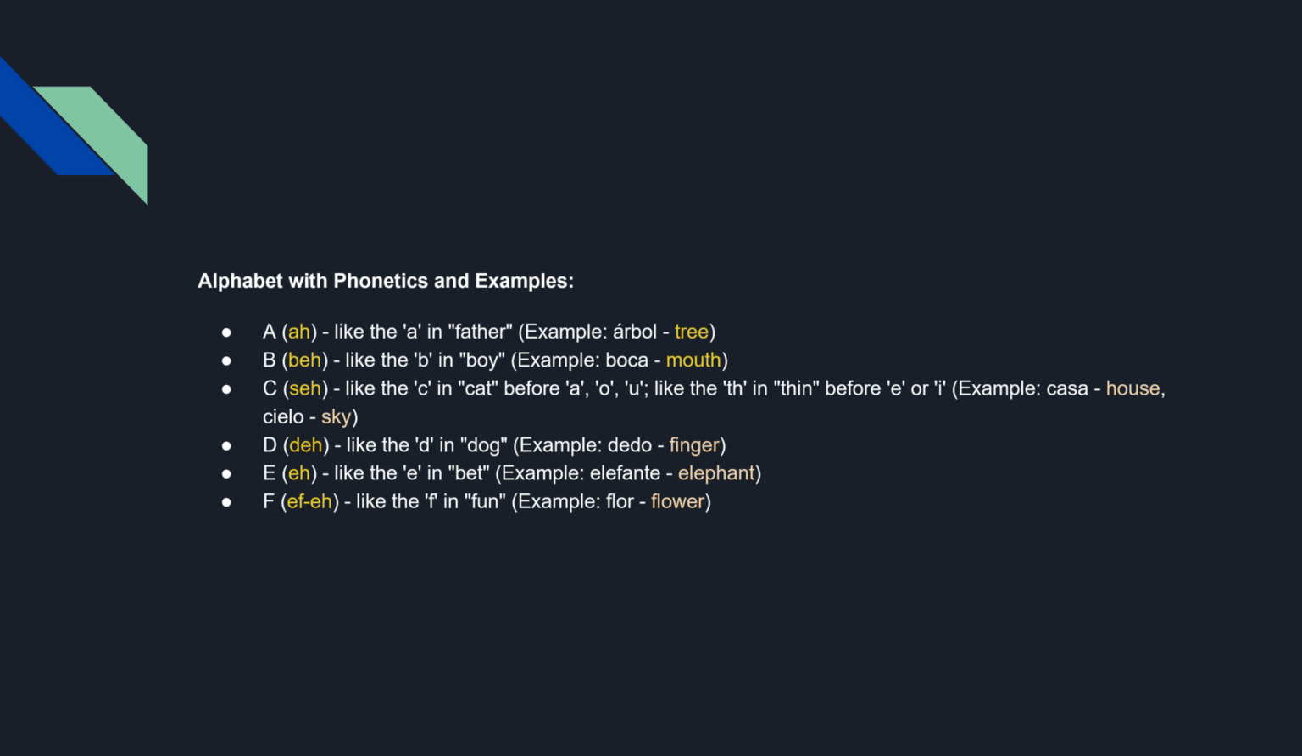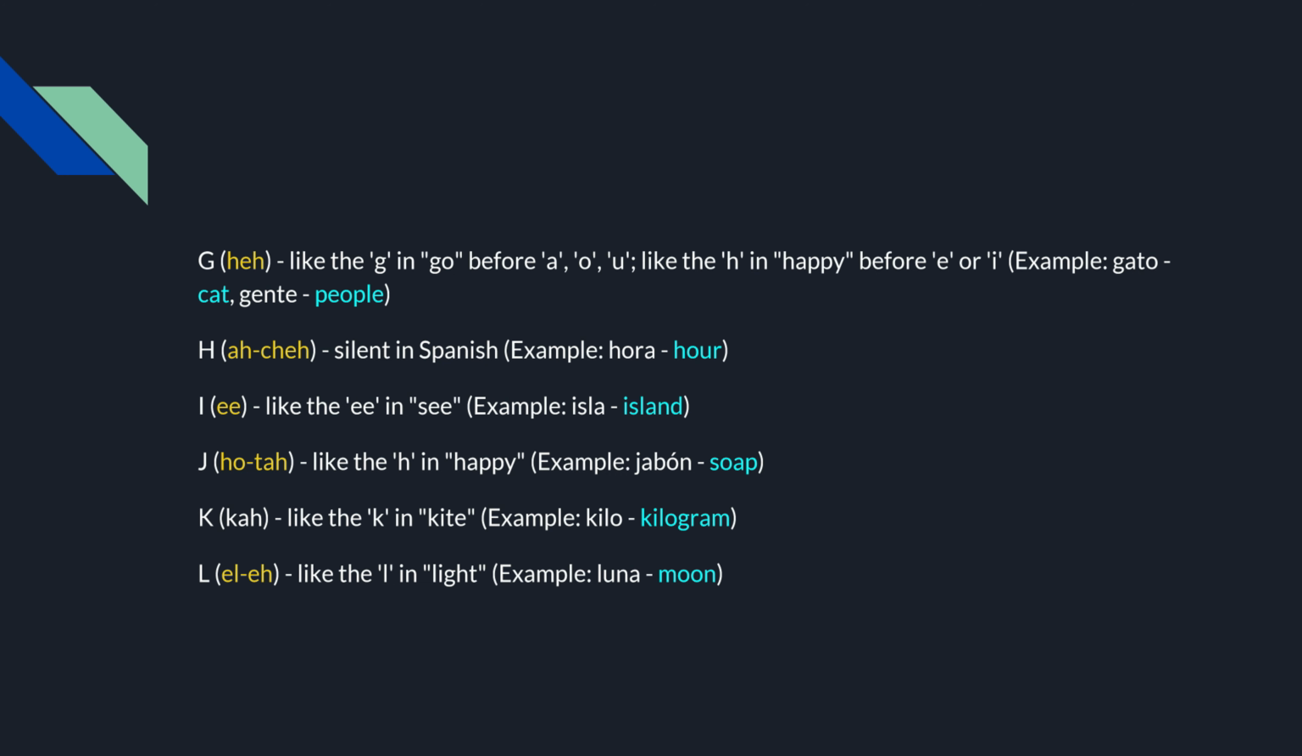E en español, like the E in bet. Example: elefante, elephant. F en español, like the F in fun. Example: flor, flower. G en español, like the G in go before A, O, U, like the H in happy before E or I. Example: gato, cat. Gente, people. H en español, silent in Spanish. Example: hora.